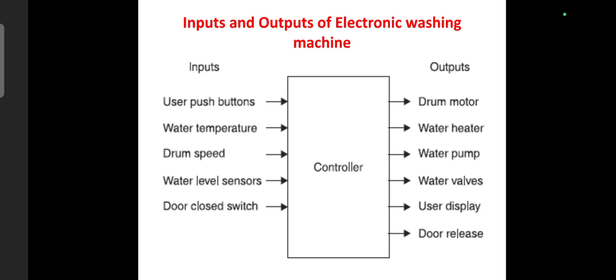For example, when the water level reaches the desired value, the controller stops the water inlet valve. Similarly, when the selected washing period is completed, the controller shifts to the next stage automatically. This interaction between sensors, controllers, and actuators enables the fully automated operation and ensures efficient washing performance.